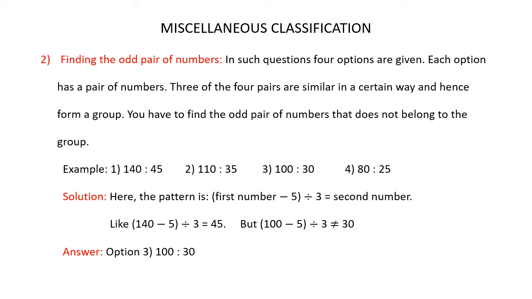For example, in option 1, 140 minus 5 is 135. 135 divided by 3 is 45. In option 2, 110 minus 5 is 105. 105 divided by 3 is 35. In option 4, 80 minus 5 is 75. 75 divided by 3 is 25. But in option 3, 100 minus 5 is 95 and 95 divided by 3 is not 30. So option 3, 100 is to 30 is the odd pair of numbers that does not belong to the group. So the correct answer is option 3, 100 is to 30.